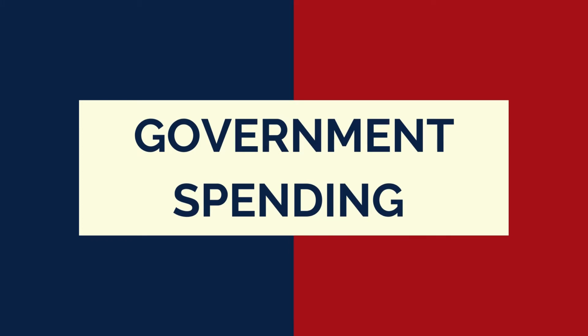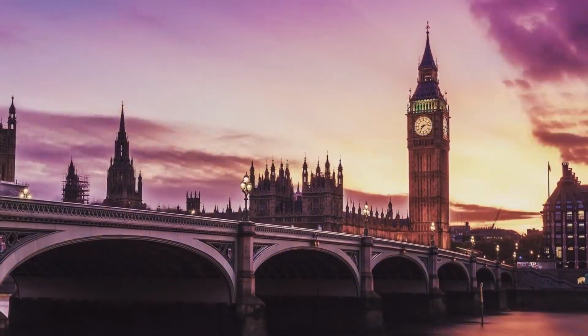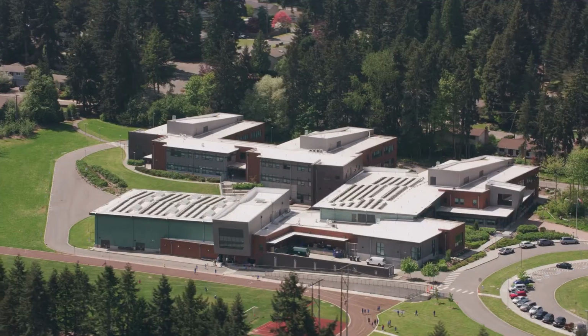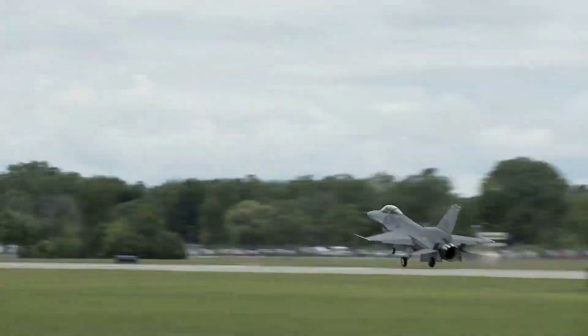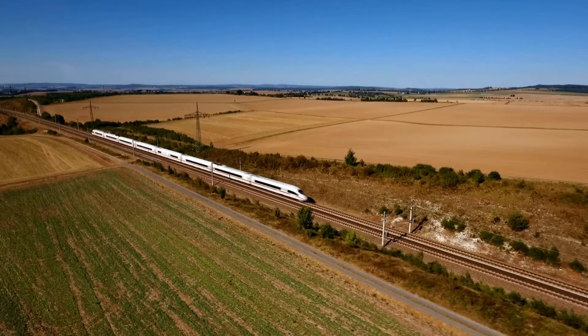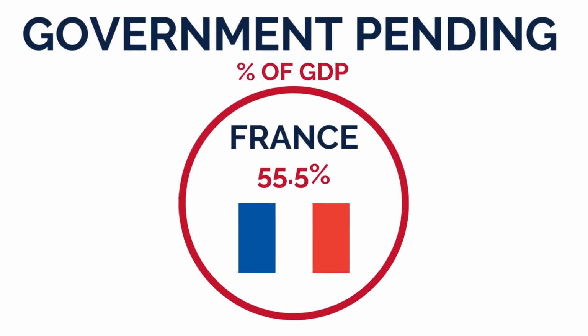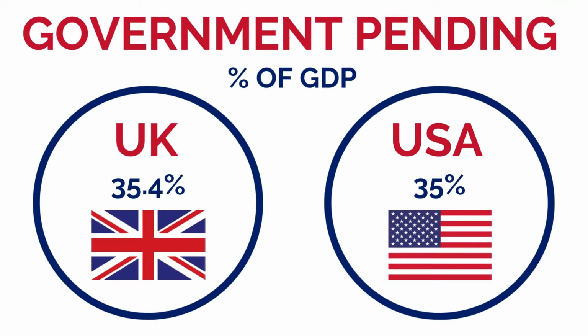Okay, now we get to government spending. This is the money local, state, and national governments spend on things like roads, schools, and defense. Government spending varies a lot depending on each country's approach to public goods and services. Take for example France, where government spending amounts to roughly 55.5% of GDP. That's compared to 35.4% in the UK and roughly 35% in the US.